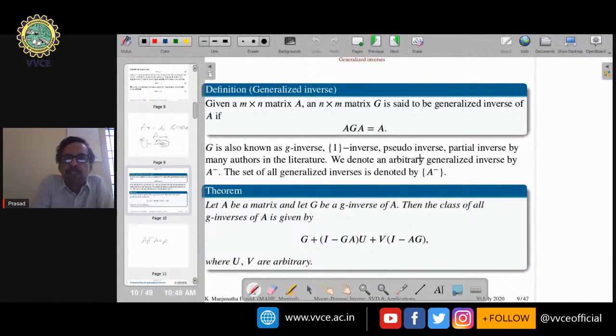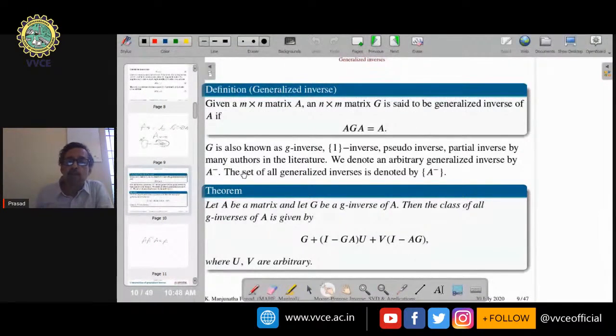There will be a set of equations called Moore-Penrose equations. This particular condition happened to be the first among them. That's why we call it one inverse, or we call it pseudo inverse. Instead of calling it a generalized inverse, we may call it pseudo inverse. Initially, it was also called partial inverse in the literature. And we use this particular notation. Forgetting the A inverse, we keep only this minus sign. A minus is a notation for generalized inverse.